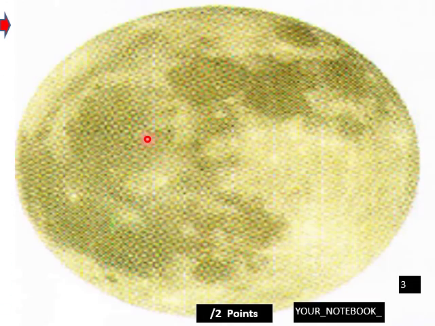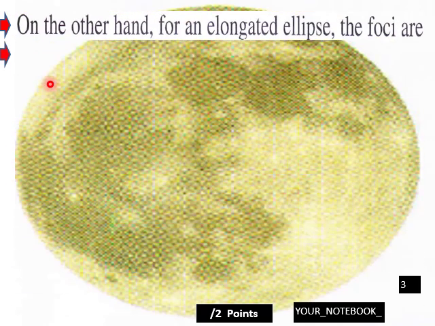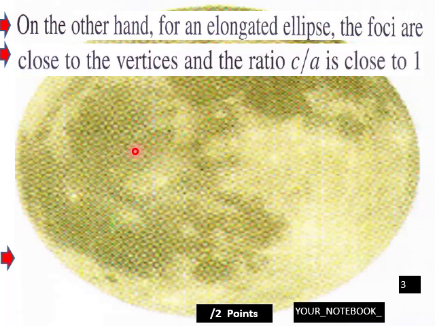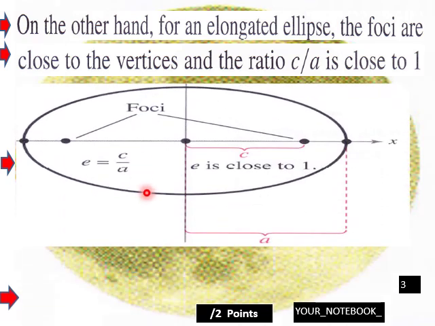Okay, so we know that. On the other hand, for an elongated ellipse, the foci are close to the vertices, and the ratio C over A is close to 1. So in this situation, an elongated ellipse, here's your foci out here, E is close to 1. So when it's close to 1, your foci will be spread further apart for that situation to happen.